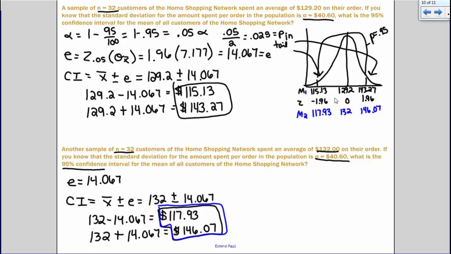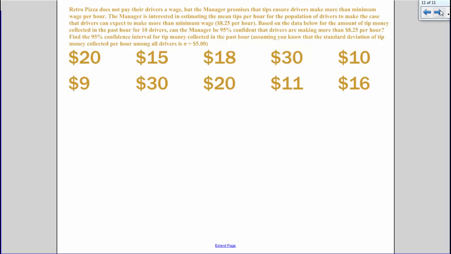Keep in mind, these values are both the same distance away from the mean as these values are from this mean. It's just that this mean is slightly higher, so all the values in our confidence interval are slightly higher. This mean is slightly lower, so the values in our confidence interval are slightly lower. Okay, now let's go ahead and do the retro pizza example.